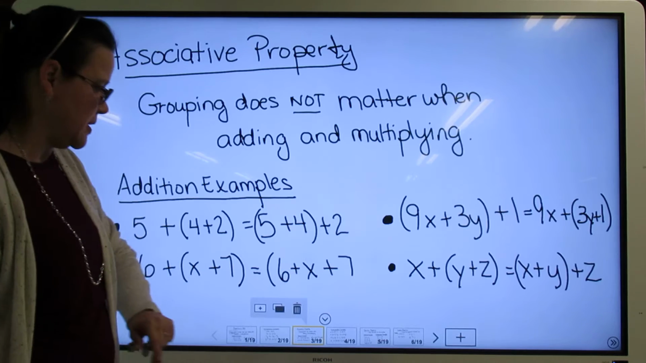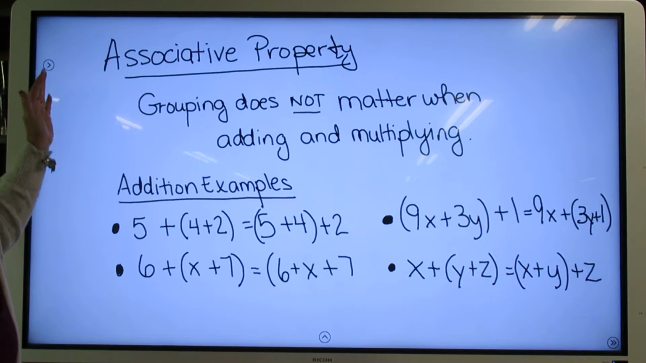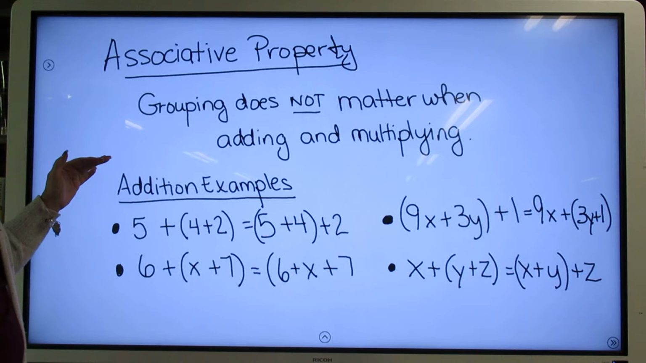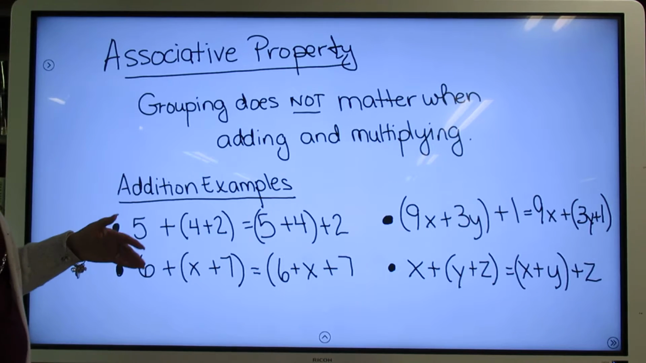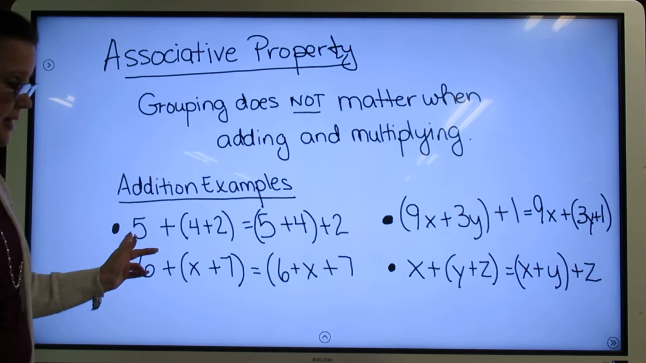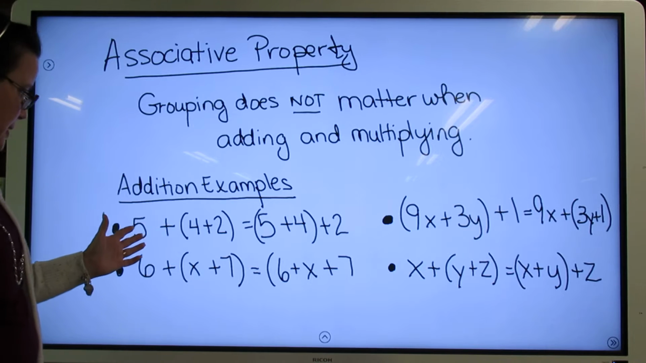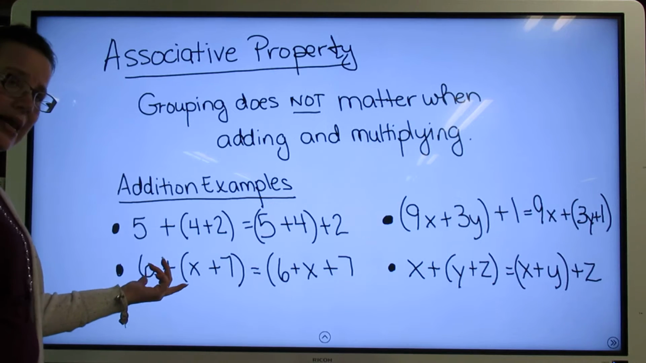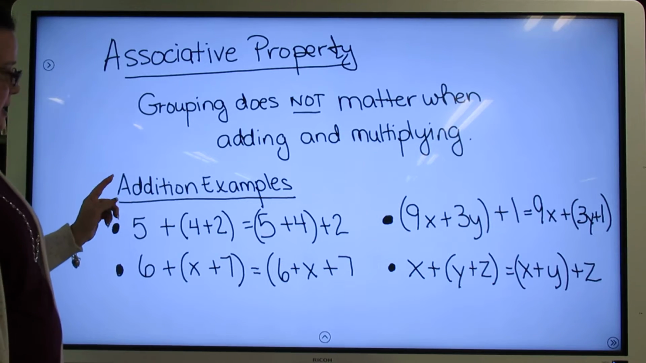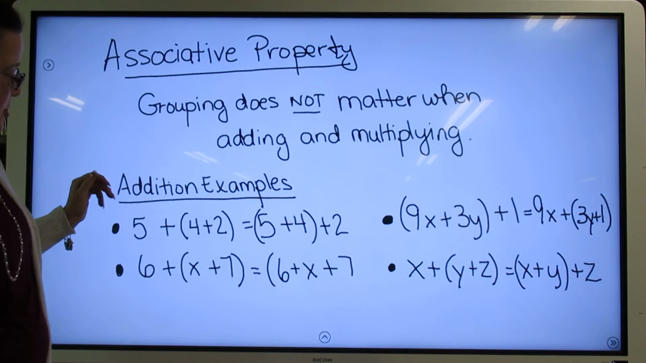All right, next one. Associative property. Associative property, grouping does not matter when adding and multiplying. You could switch the grouping. You could switch the parentheses. They haven't changed number places. They've just changed parenthesis places. And when you see them with parentheses and they're adding, they're addition examples. So, associative property of addition is what I should say.